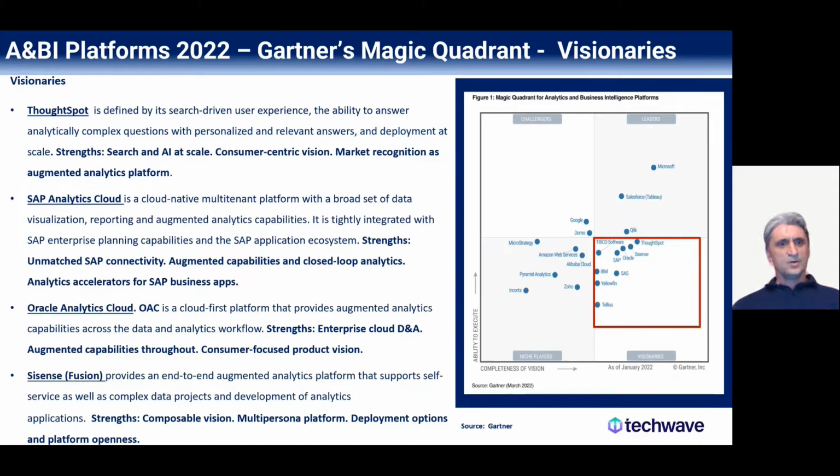SAP Analytics Cloud is a cloud-native multi-tenant platform with a broad set of data visualizations, reporting, and augmented analytics capabilities. It is tightly integrated with the SAP Enterprise Planning capabilities and the SAP application ecosystem. As you know, many big companies use SAP or Oracle as ERP or planning systems. So SAP Analytics Cloud is tightly integrated with this ecosystem. Among strengths is the unmatched SAP connectivity, augmented capabilities and closed-loop analytics accelerators for sub-business applications.